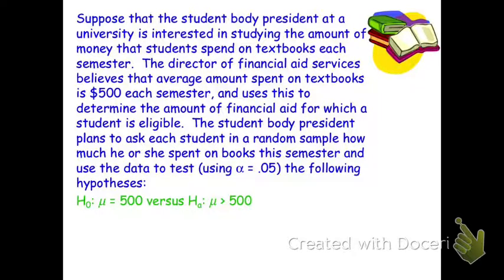Okay, so here we have an example. Suppose that the student body president at a university is interested in studying the amount of money that students spend on textbooks each semester. The director of financial aid services believes that the average amount spent is $500 per semester and uses this to determine the amount of financial aid for which a student is eligible. The student body president plans to ask each student in a random sample how much he or she spends, and here are the following hypotheses. The president wants to get people more money, so he's trying to prove the $500 wrong. He thinks it's more than that.